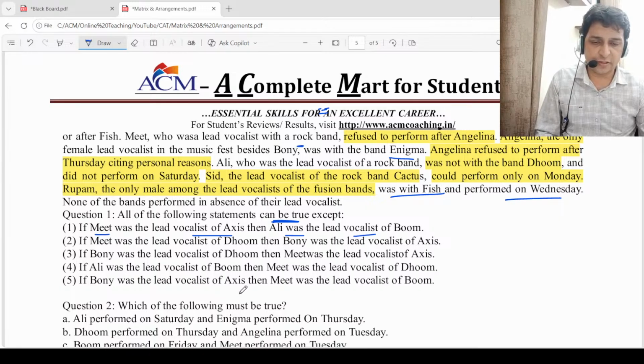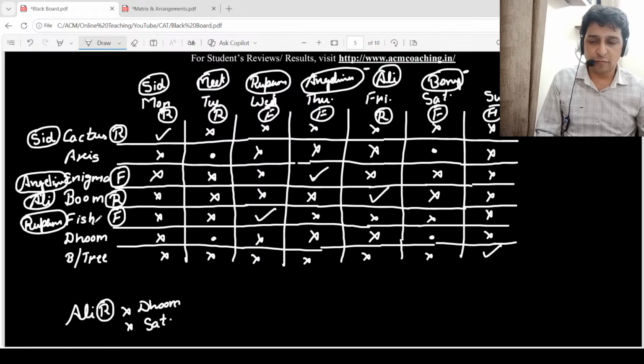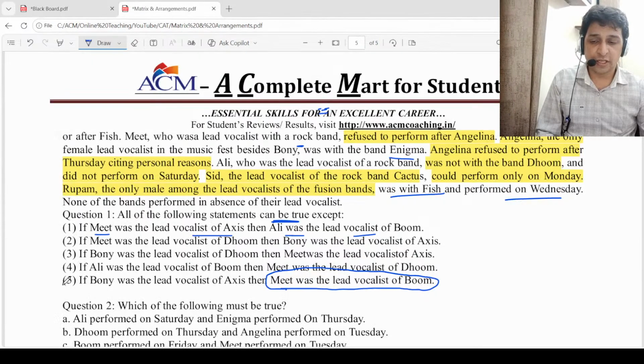Boni was the lead vocalist of Access and Meet was the lead vocalist of Boom. This is not possible, because for Boom we are already aware that we have Ali. For Boom, we already know that Ali is performing. So this is not right. This can't be true. The answer is option number 5 we get.